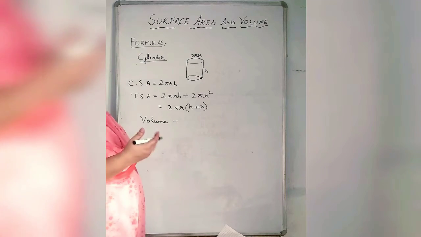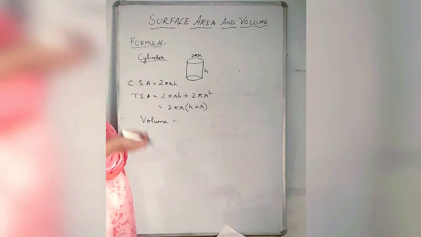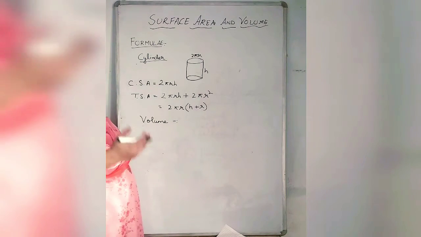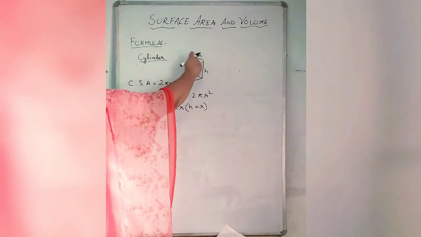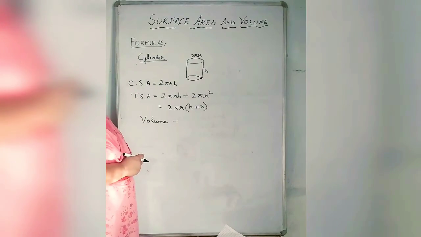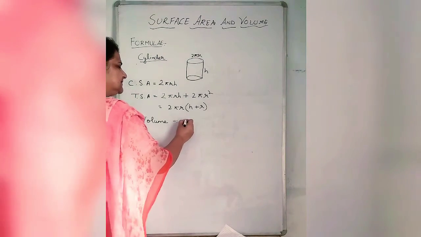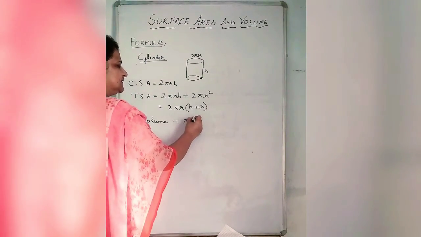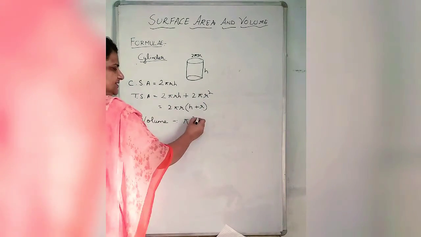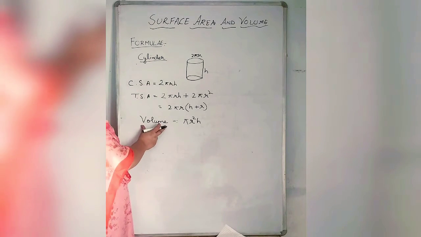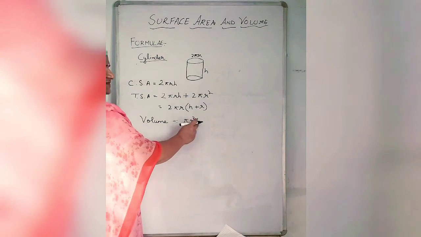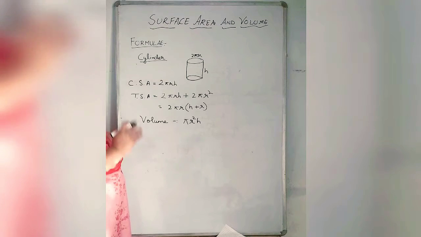We know the volume is area into height. Whenever we talk of volume of any three-dimensional figure, that is area into height. This area is comprising of a circular area. The area of a circle is pi r square, into height h. This means the volume of cylinder is pi r square h.